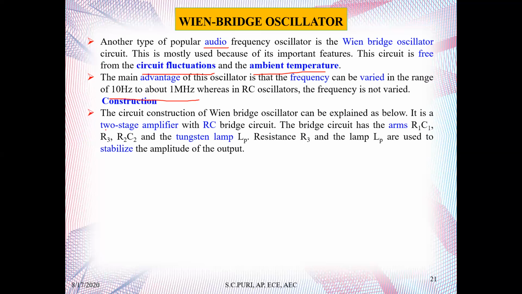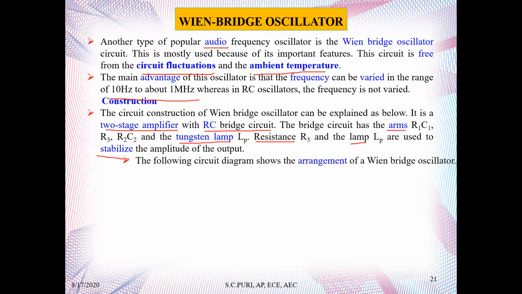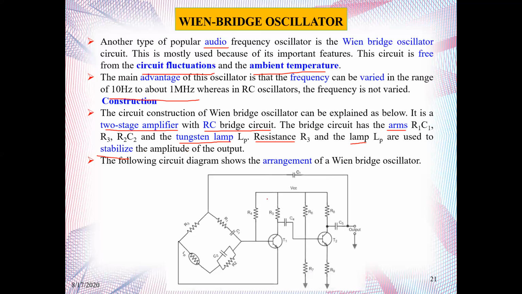It is a two-stage amplifier with RC bridge circuit. The bridge circuit has the arms R1C1, R3, R2C2 and the tungsten lamp LP. Resistance R3 and the lamp LP are used to stabilize the amplitude of the output. The following circuit diagram shows the elements of a Wein bridge oscillator. As you can see here, this is the circuit diagram of a Wein bridge oscillator.